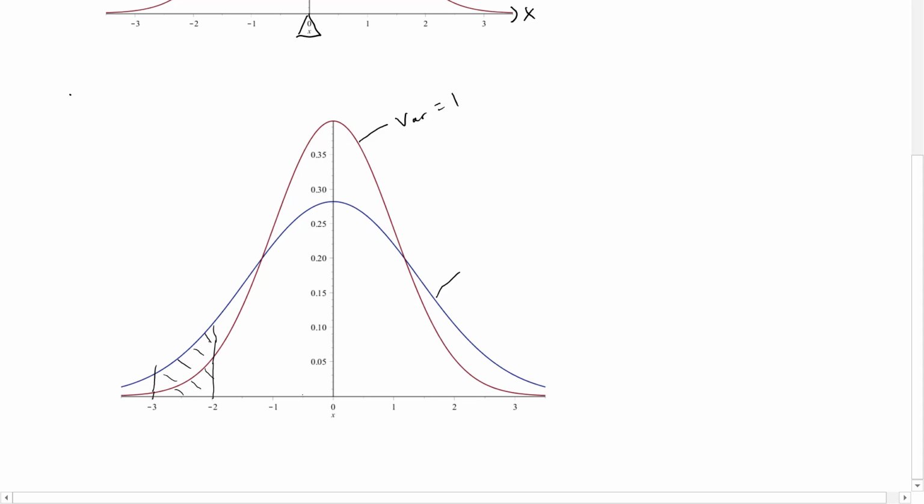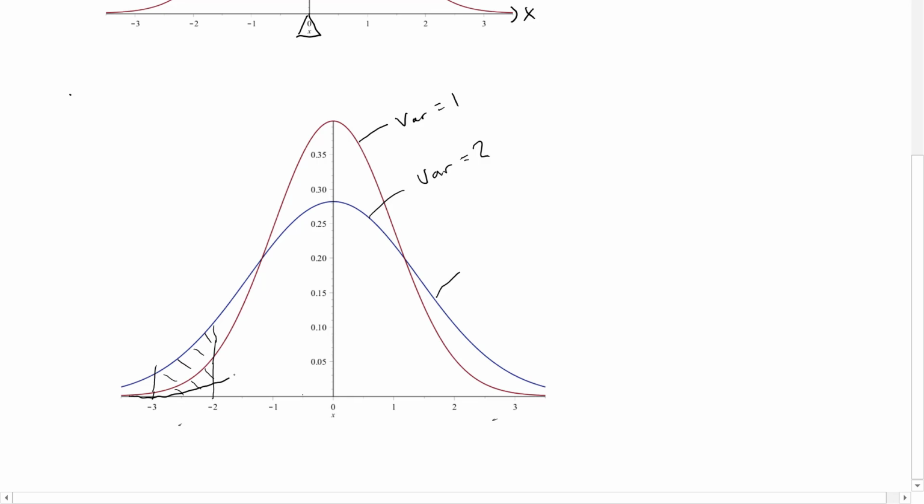Since we're taking the weighted average of the square deviations from the mean, the blue one has bigger weights on these guys that are far from the mean, and therefore it will have a larger variance. Actually, the way I've drawn this one is that it has a variance of 2.